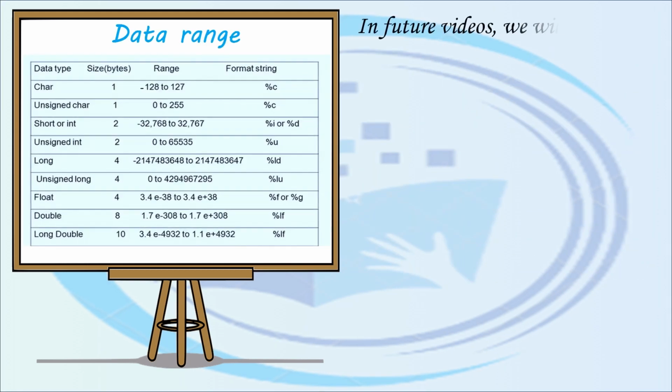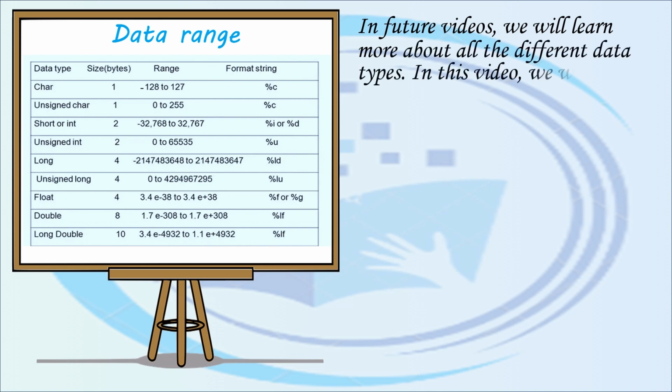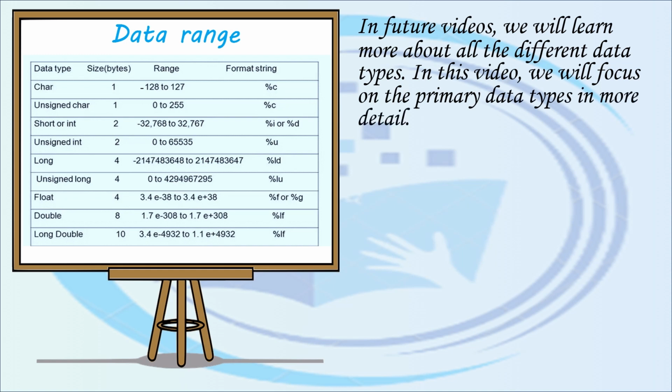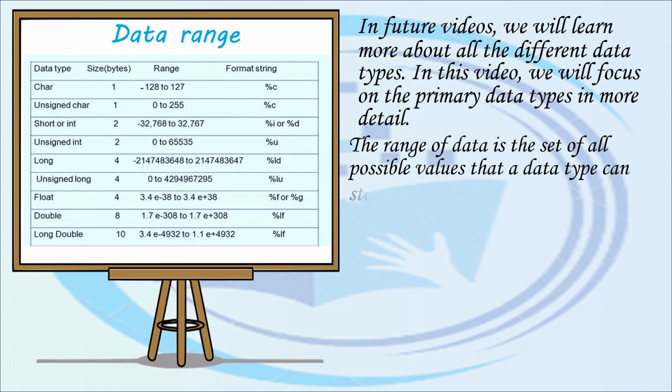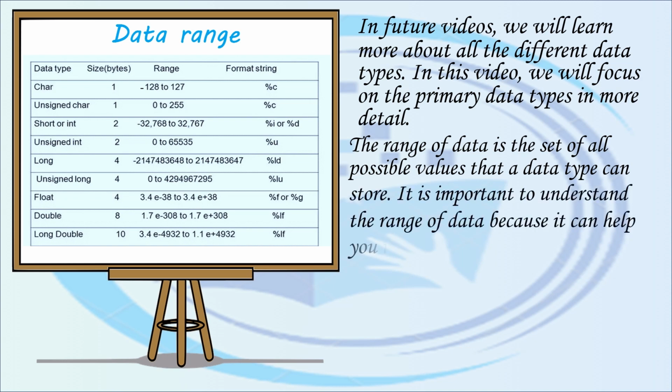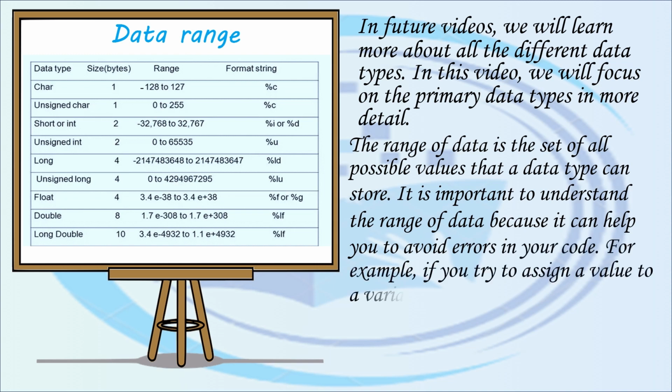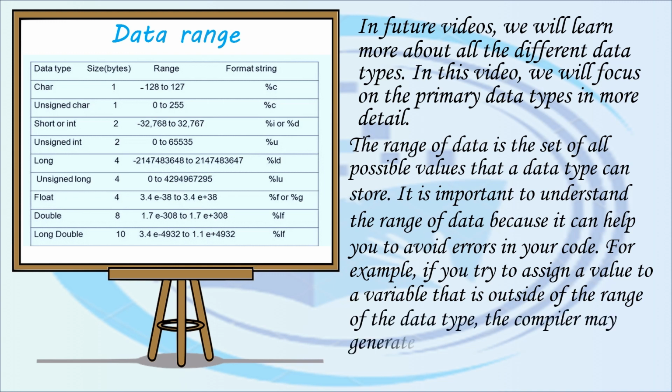In future videos, we will learn more about all the different data types. In this video, we will focus on the primary data types in more detail. The range of data is the set of all possible values that a data type can store. It is important to understand the range of data because it can help you to avoid errors in your code. For example, if you try to assign a value to a variable that is outside of the range of the data type, the compiler may generate an error, or the program may crash.